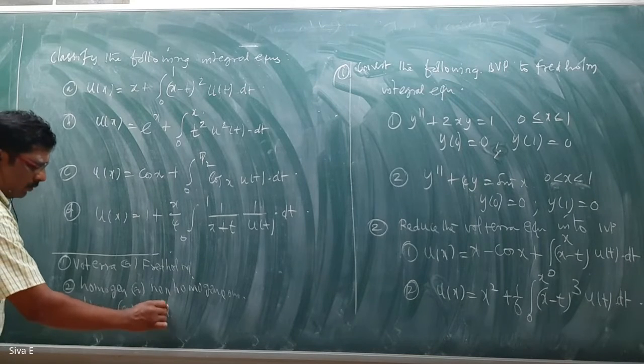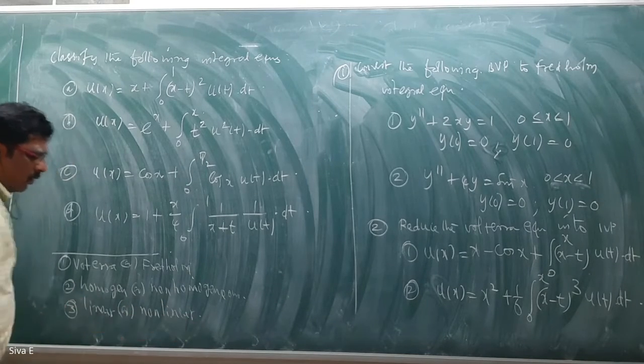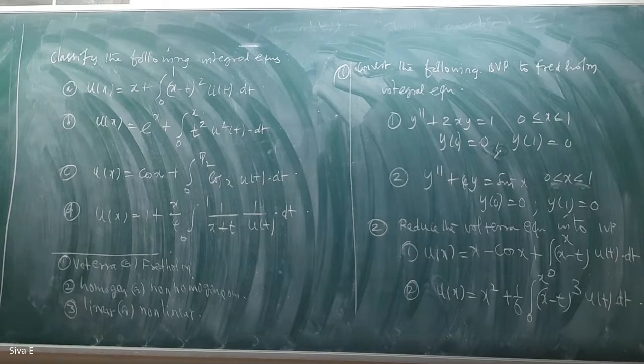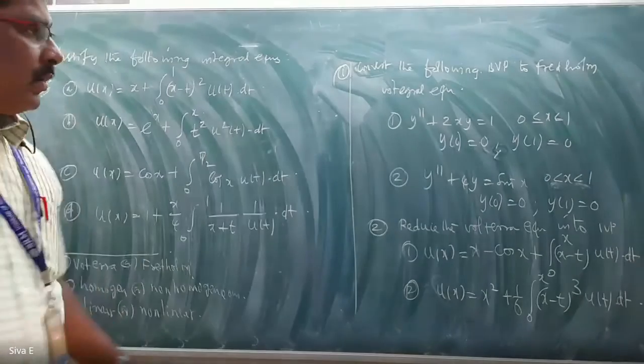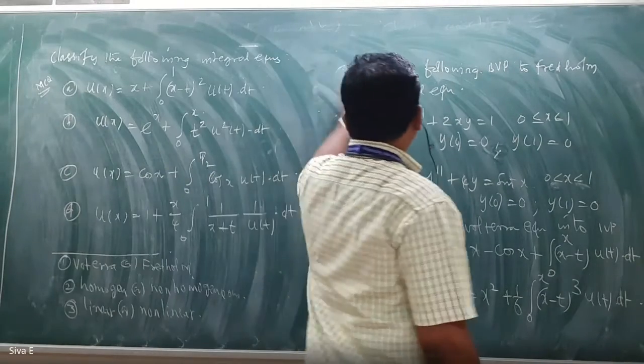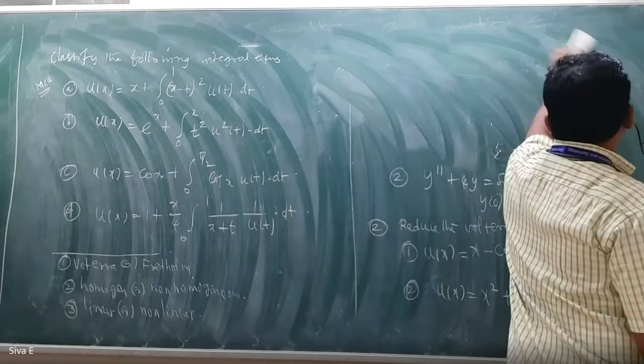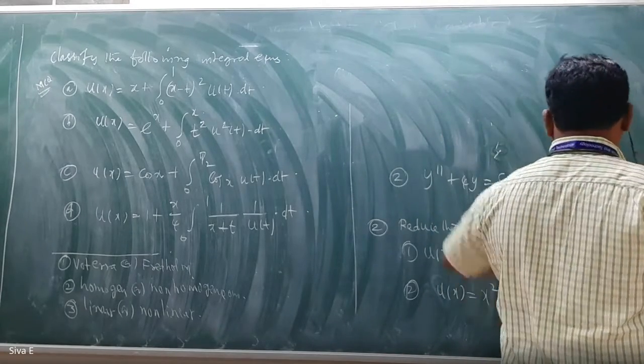Can you tell me now? There are four equations, 1, 2, 3, 4. It is an MCQ question. This type of problem will come. When is it said to be linear, when is it said to be non-linear, when is it said to be homogeneous, when is it said to be non-homogeneous?